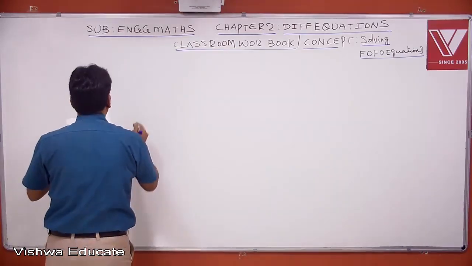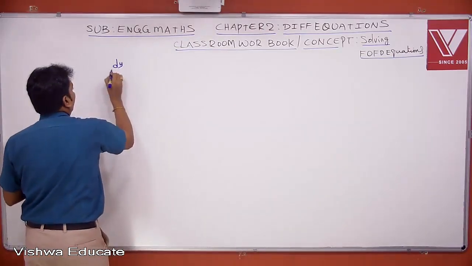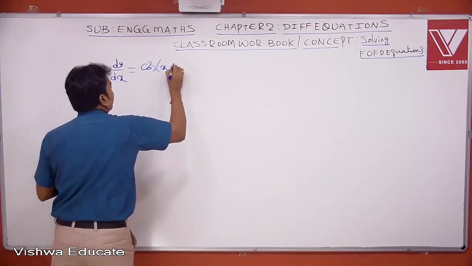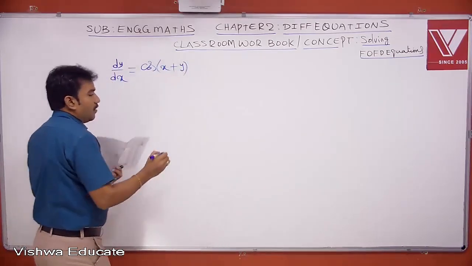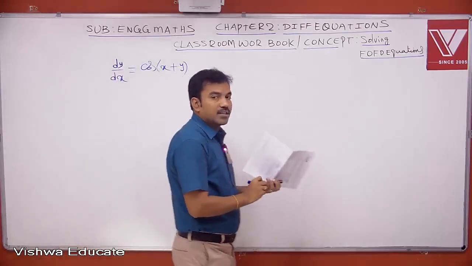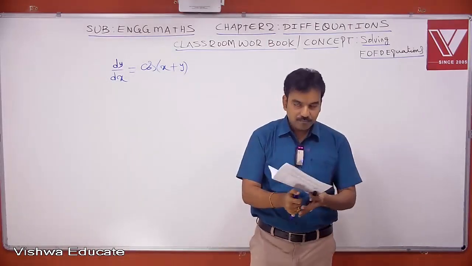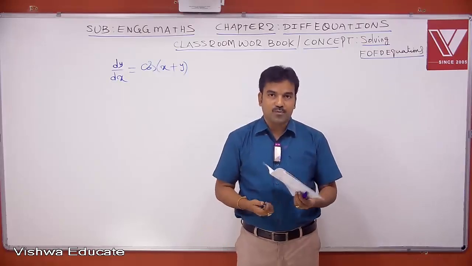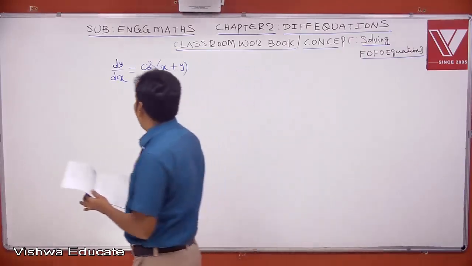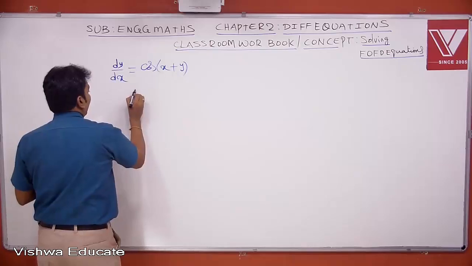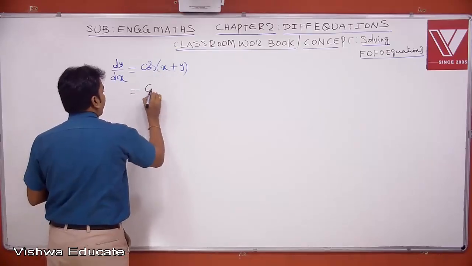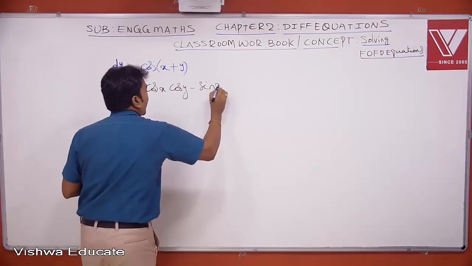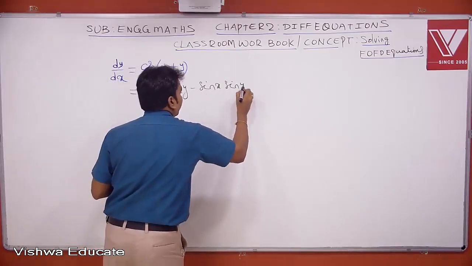The general solution of dy by dx equal to cos of x plus y is, options are given. Now let us try to solve this equation. Now it is dy by dx equal to cos of x plus y. When you try to expand this in the form like this, cos of a plus b is cos a cos b minus sin a into sin b.